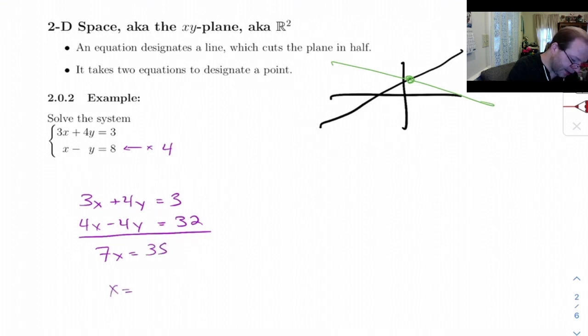So x is 5. And y, I could plug back into either one of these things to come up with y. That second one is going to be the easier one. So if I take that and I plug it into 5 minus y equals 8, then y is going to be negative 3. So this is my solution.